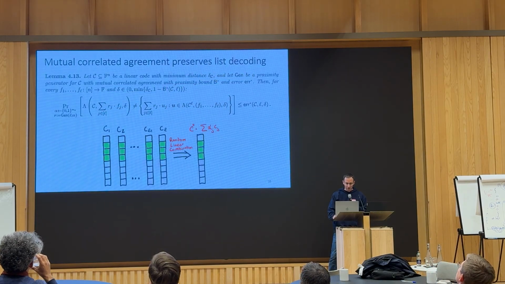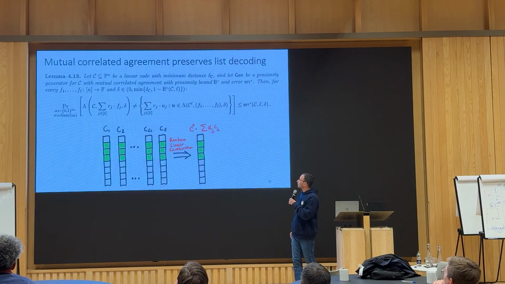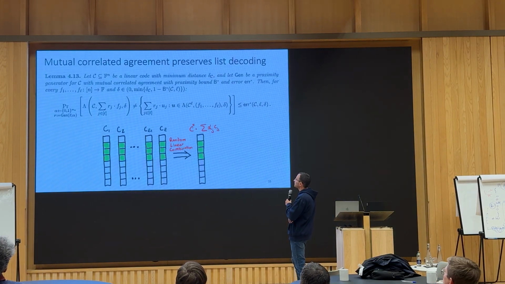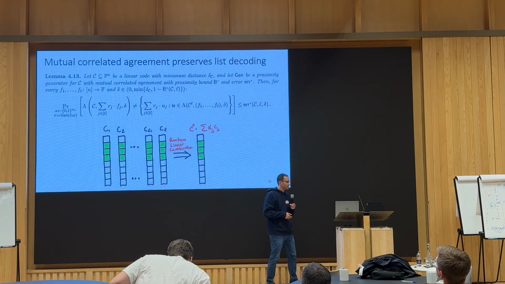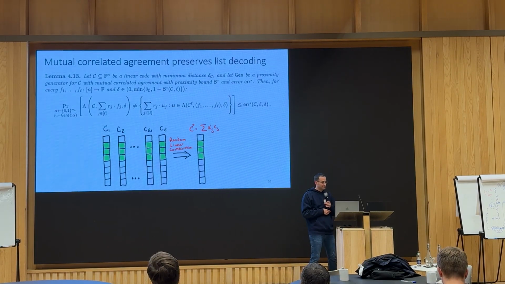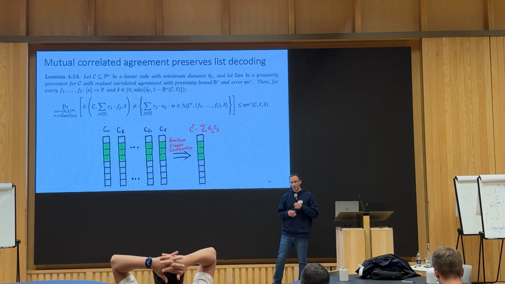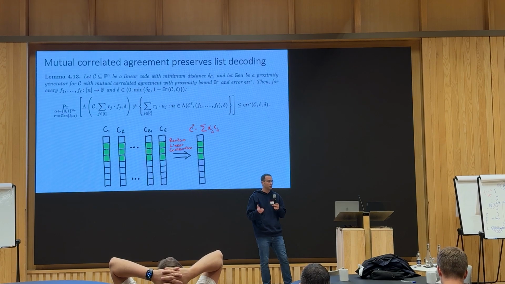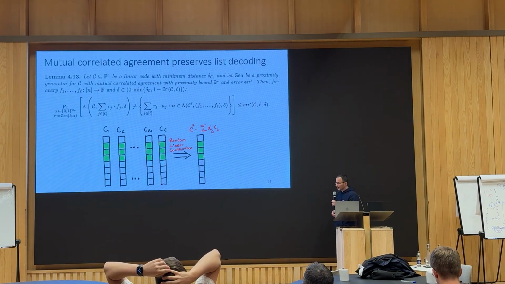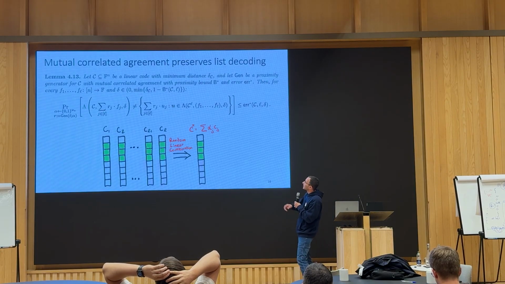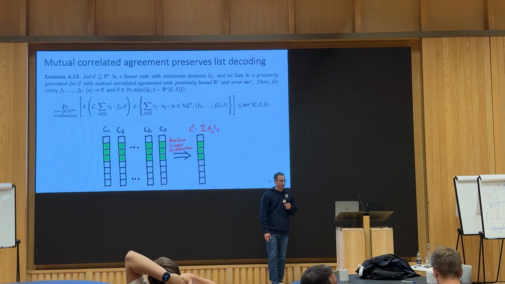I just want to finish with the last thing. In the WHIR paper, we actually used mutual correlated agreement to prove this lemma, that decoding preserves the lemma. And actually there we show that they're equivalent: if you assume the lemma is correct, the mutual agreement holds and vice versa. So what is the lemma? Don't look at the lemma first, let's look at the drawing.